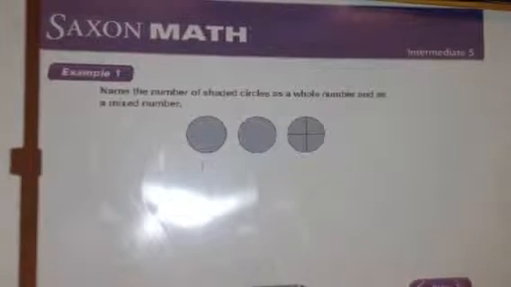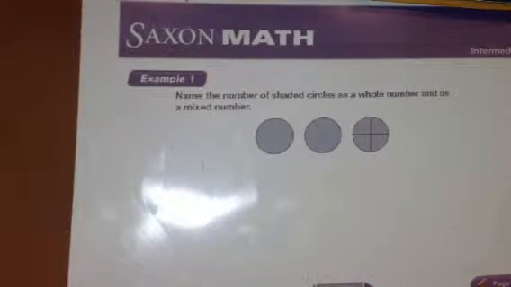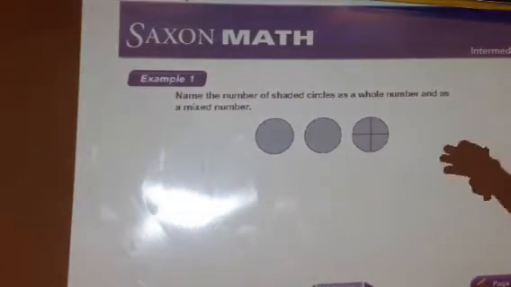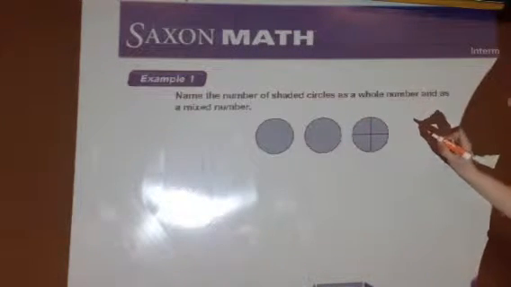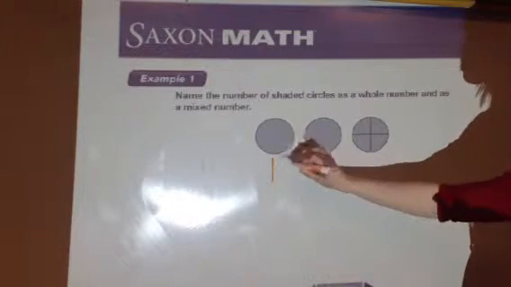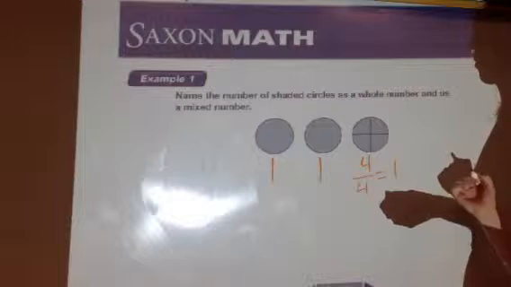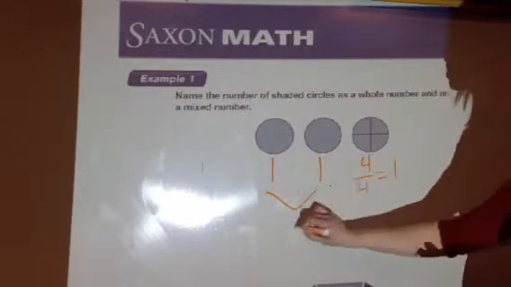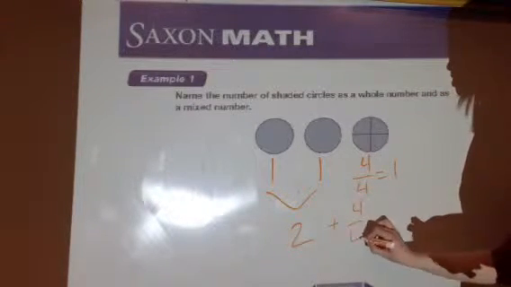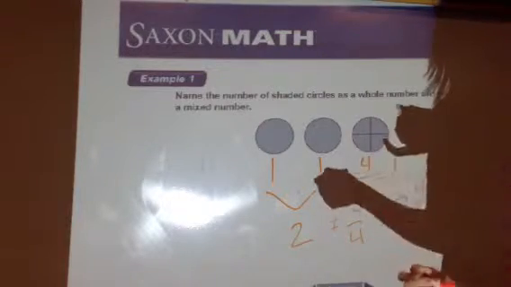So example 1 says, name the number of shaded circles as a whole number and as a mixed number. So, I need to label this as a whole number and mixed number. So I have 1 circle, 2 circles, 3 circles. However, this is 1 whole, this is 1 whole, and this is also 1 whole, but it's split into fourths. So it's actually 4 fourths, which is also equal to 1 whole. So we have 1 plus 1, that's 2, plus our 4 fourths, and that is equal to 2 and 4 fourths. Simple enough, right? Let's review from what we've been doing.